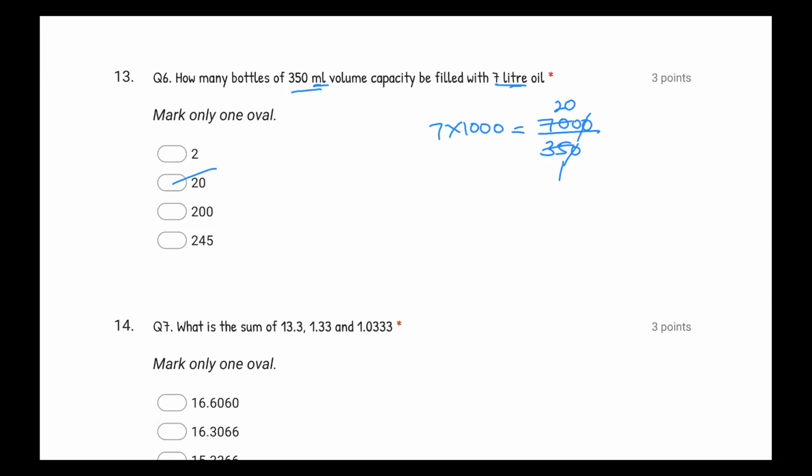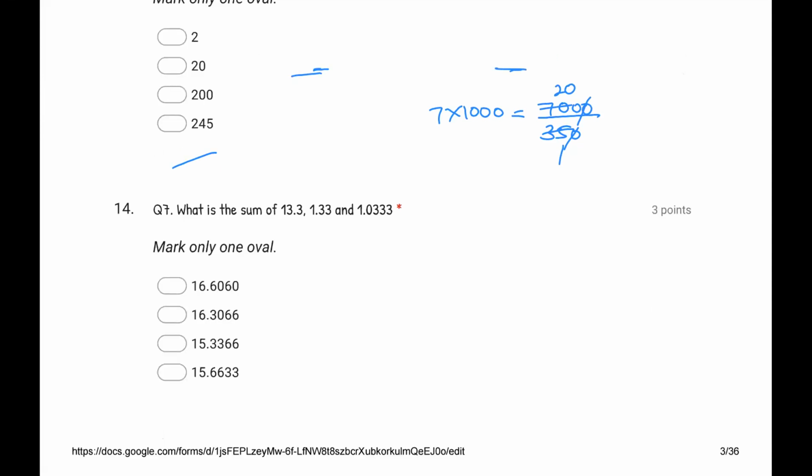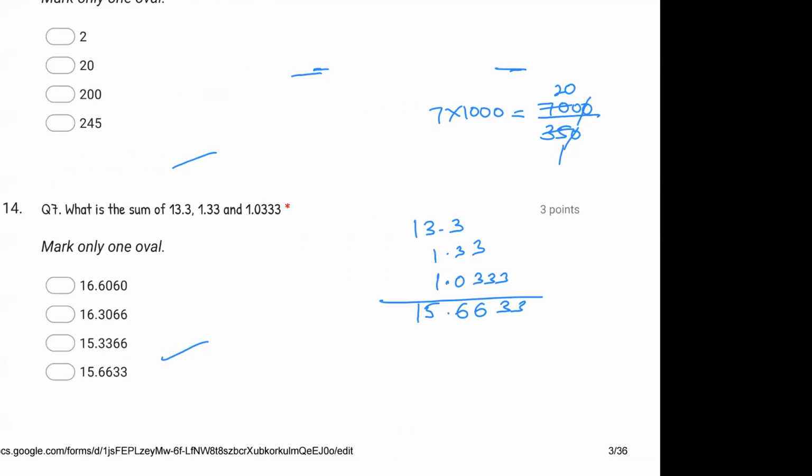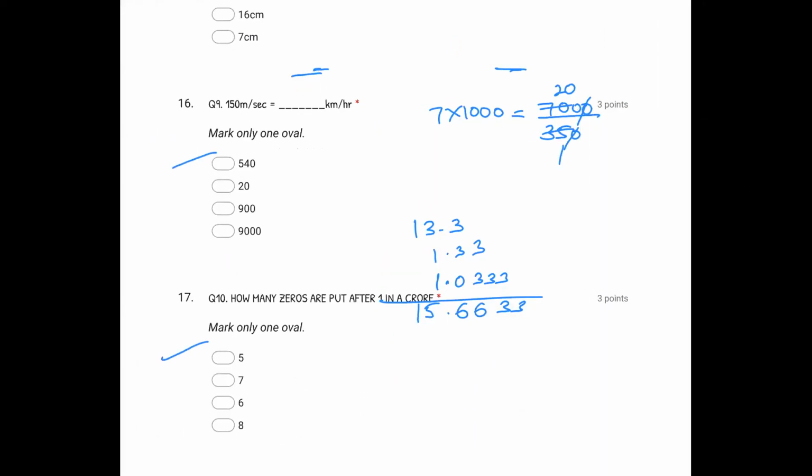be equal. Next, 14th question, what is the sum of 13.3, 1.3 and 1? Do the sum. Sum is nothing but do the addition. The answer is 15.6633. The option is 15.6633.